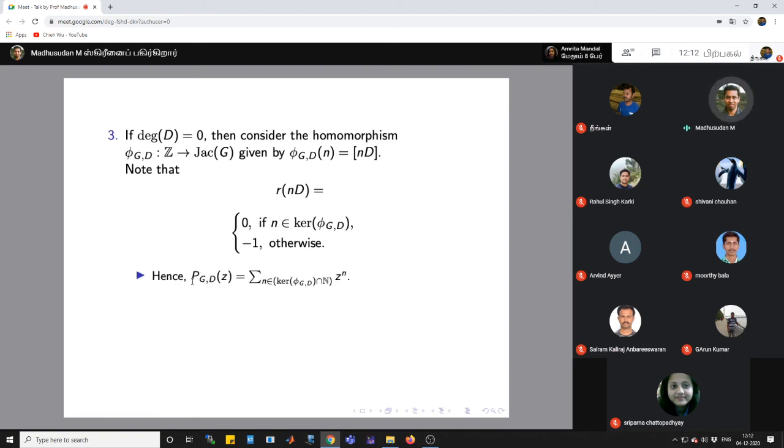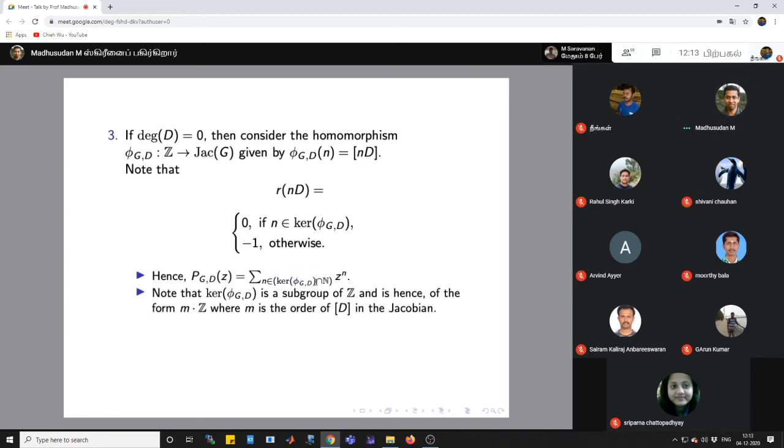Okay, and now you are on your way, because this implies that the Poincare series simplifies to this. You're summing over all n in the kernel of phi_gd intersected with the non-negative integers, times z to the n, because the other coefficients vanish: the -1 will cancel with the +1. And now this is something nice, because what is the kernel of phi_gd? It's the kernel of a homomorphism from Z to something, so it's a subgroup of Z. Furthermore, in this special case, it cannot be the 0 group. The kernel cannot be trivial.